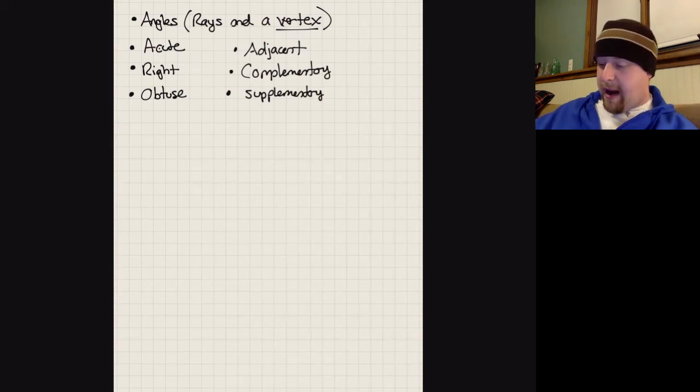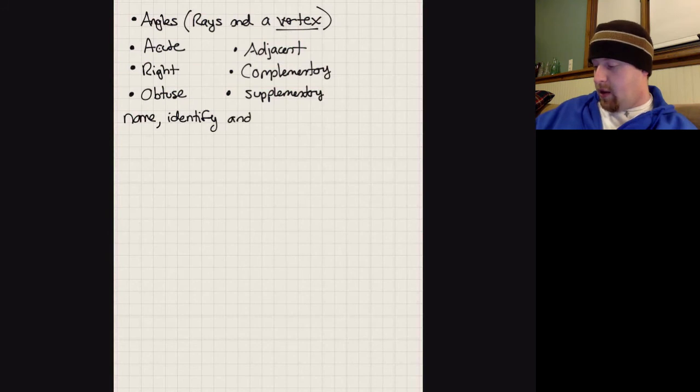And we also talked about how to name, identify, and look at the measures of angles.